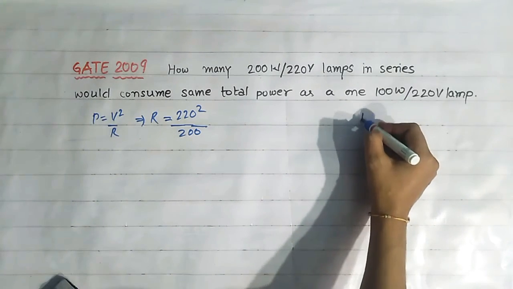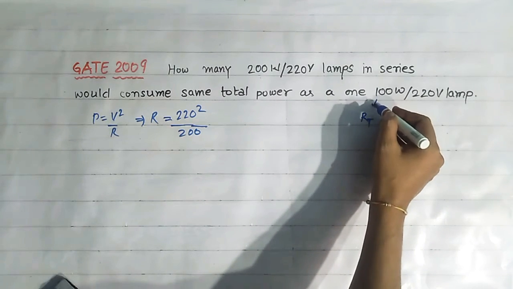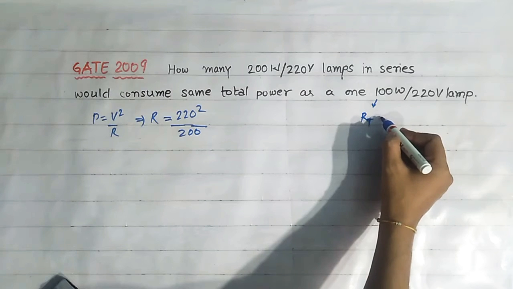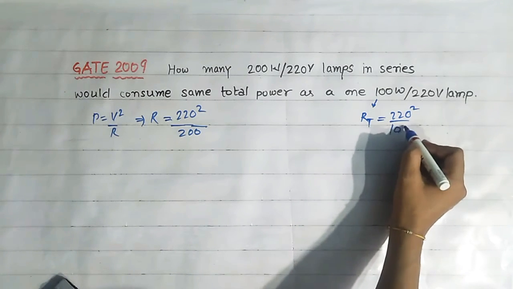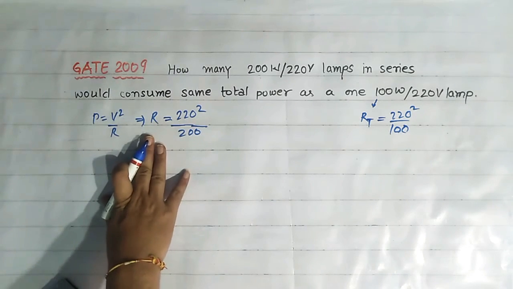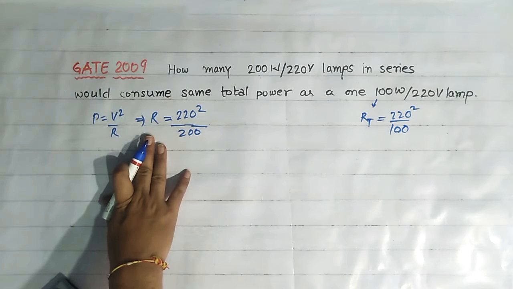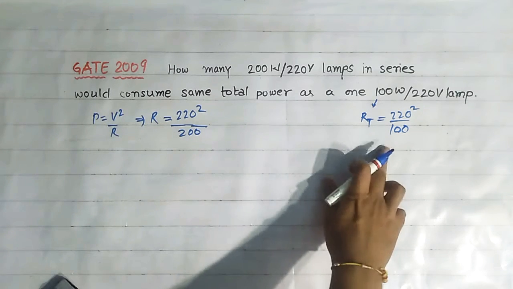Now what is the resistance of this lamp? Suppose the resistance of this lamp is equals to RT. So that is equals to 220 square by 100. So to make the power consumed equal, we have to connect n number of lamps of resistance R to make the power equal to the power consumed by this lamp.